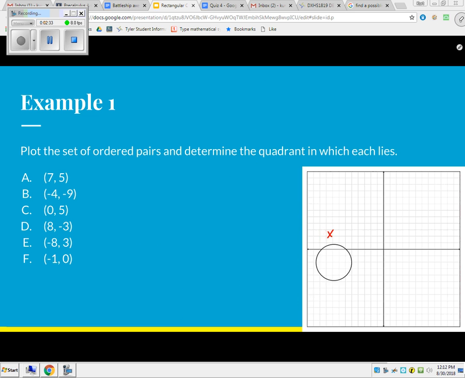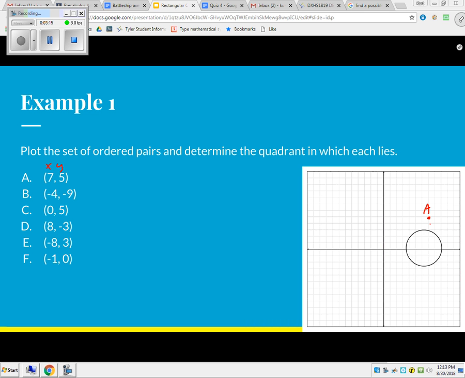It wants me to plot these ordered pairs and determine which quadrant they lie in. I'm just going to start with A. It says 7, 5. Remember, my x's all come first, and then my y's. So that means I need to go 7 on the x-axis: 1, 2, 3, 4, 5, 6, 7. And then up 5: 1, 2, 3, 4, 5. I landed right here. I went 7 in the x direction and then 5 in the y direction. Instead of putting the whole point there, I've got this one labeled as A. I can just put a little A right there.